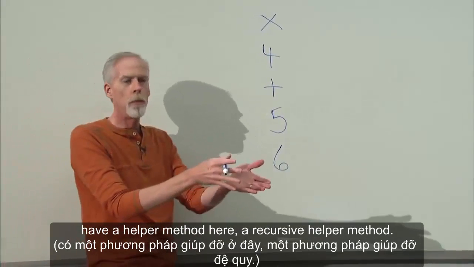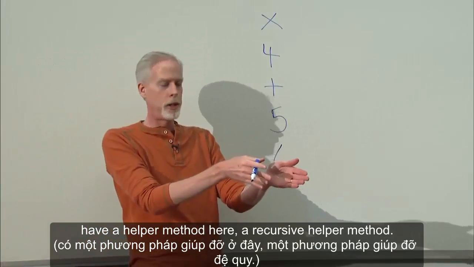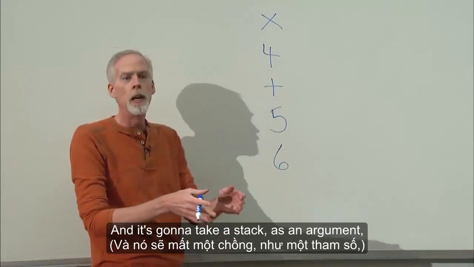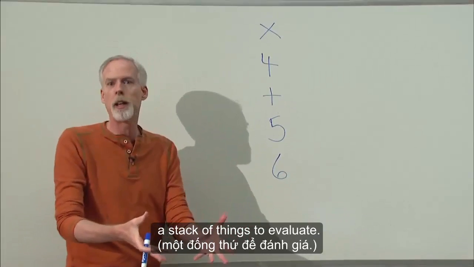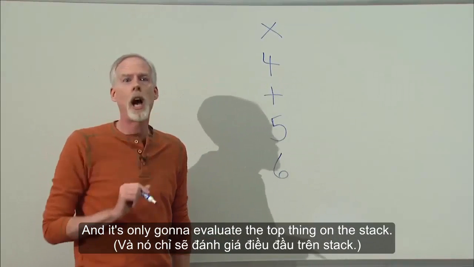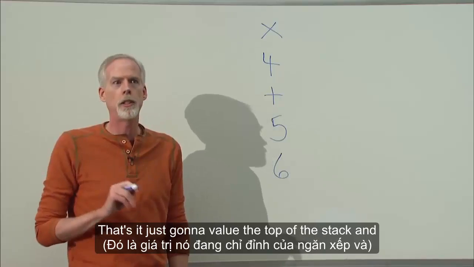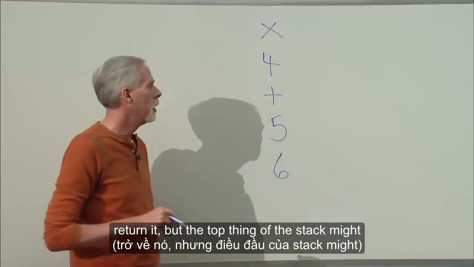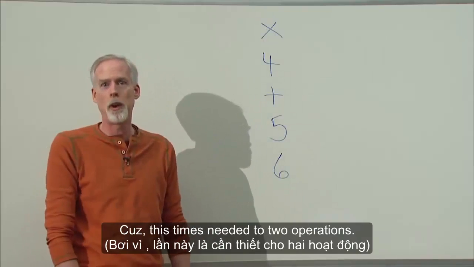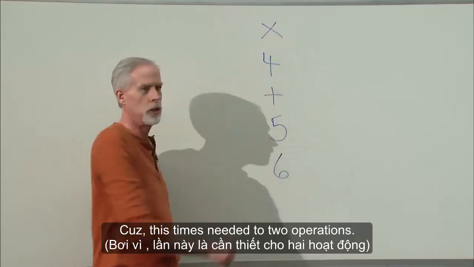Well, really, what I'm going to do is have a helper method here, a recursive helper method. I'm going to call it evaluate also, actually. And it's going to take a stack as an argument, a stack of things to evaluate, and it's only going to evaluate the top thing on the stack. That's it. It's just going to evaluate the top thing on the stack and return it. But the top thing on the stack might involve looking at every single one of these, right? Because this times needs its 2 operands.